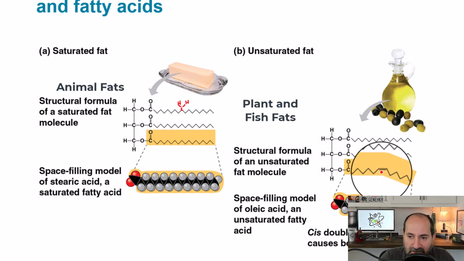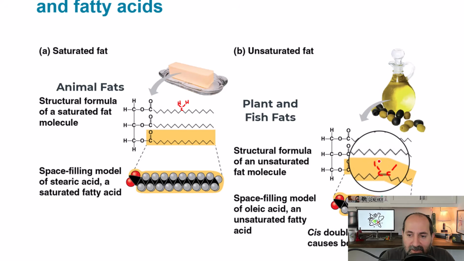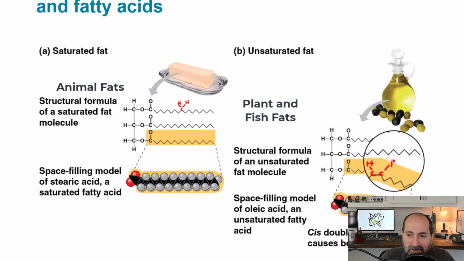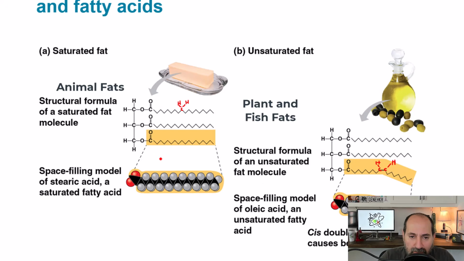But look at this. When you form a double bond in the tail, how many hydrogens can these carbons have? Those double bond carbons can only have 1 hydrogen each. Does that make sense? So if I were to ask you, do saturated fats have more hydrogens, or do unsaturated fats have more hydrogens? Which one would you say has more hydrogen in the tail?